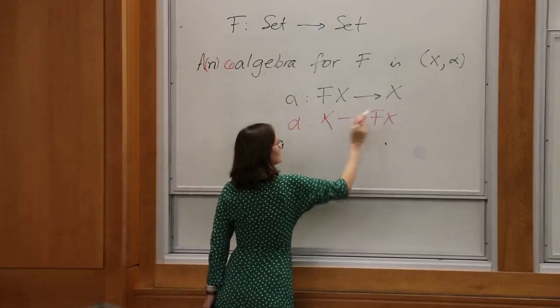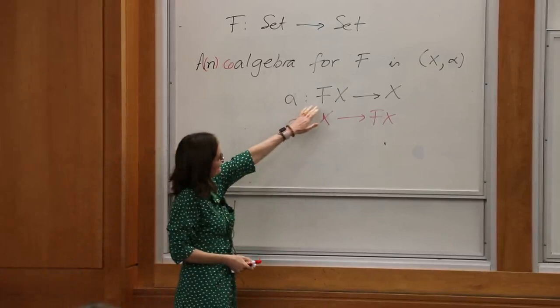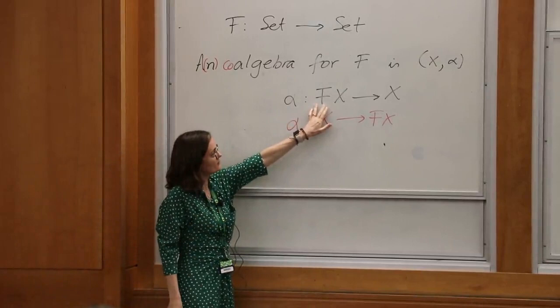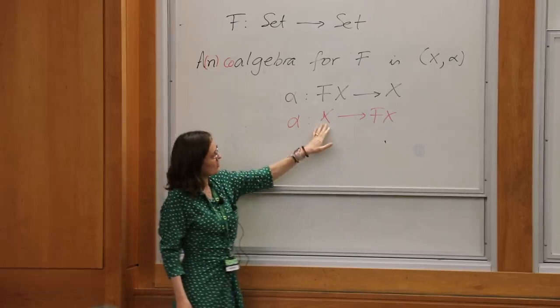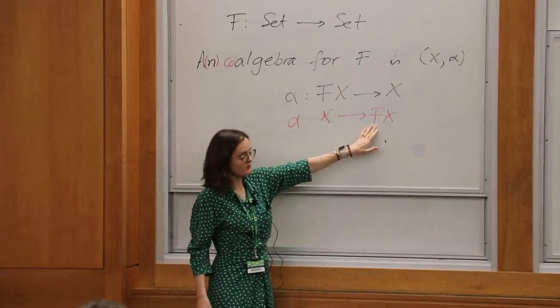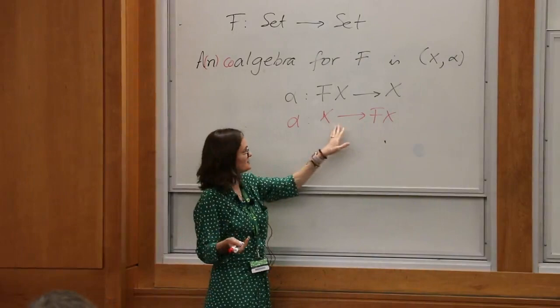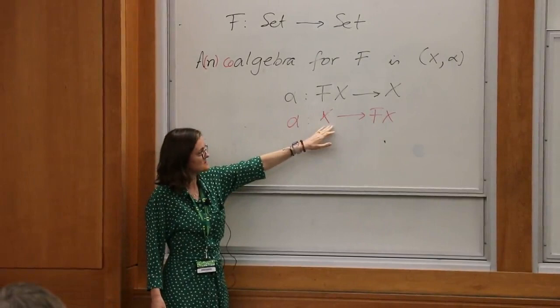You can think of F in the algebra case as describing the signature of your terms. And alpha gives you a way of building new terms from smaller terms. This is the intuition behind F. In the case of the coalgebra, you have some states in X, and then alpha tells you how to destruct. So what are the destructors of your data type? If you remember, in the case of streams, you have head and tail.